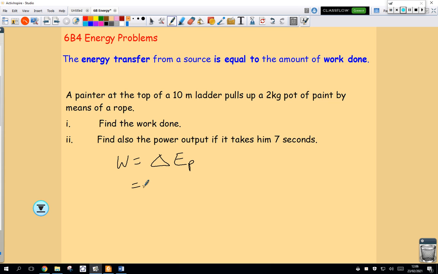Okay, so the work done here is the change in potential energy. In fact, I might just say the absolute value of the change in potential energy. So at the bottom, what was the potential energy? Well, potential energy is mg, so we're talking about mg times the final height minus mg times the initial height. This is going to be mg times h2 minus h1.